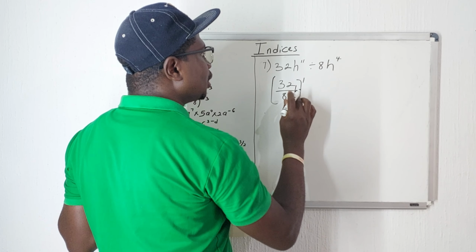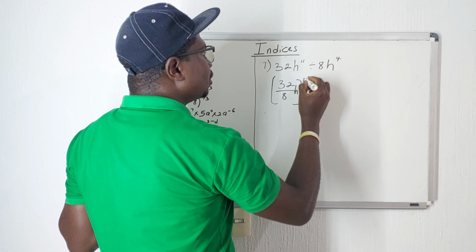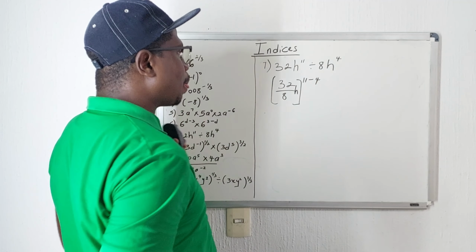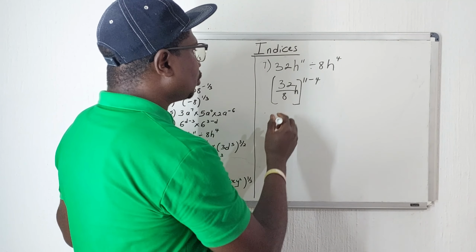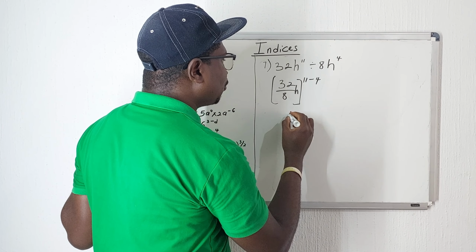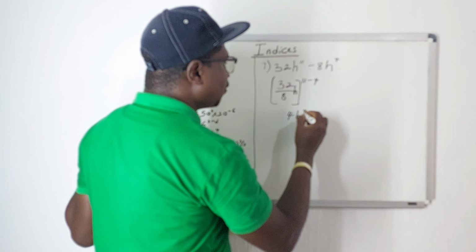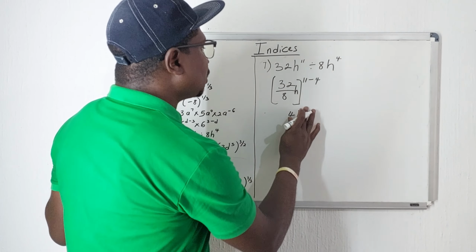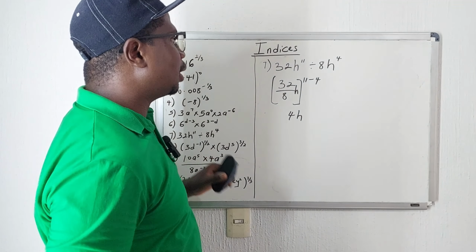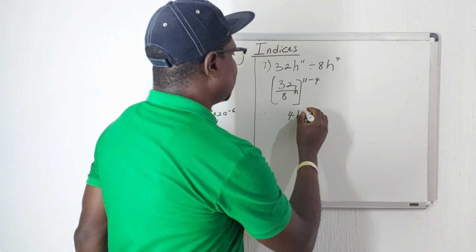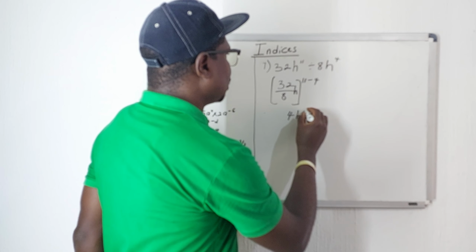h to the power of what? 11 minus 4. So 32 divided by 8 is 4, so 4h raised to power... sorry, 11 minus 4, it's 7, no?